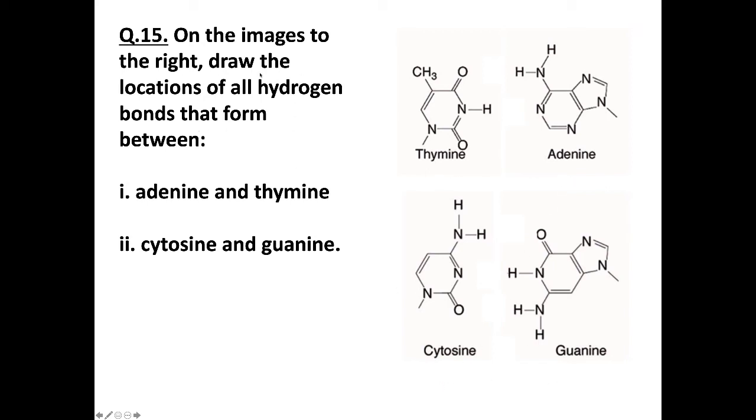And the reason has to do with the locations of the hydrogen bonds between these pairs. And so on the image here, I have thymine and adenine arranged in the right orientation for being able to actually hydrogen bond, and same with cytosine and guanine. And so please pause the video and see if you can draw in the locations of all hydrogen bonds between thymine and adenine, and then cytosine and guanine. And it'd be really good if you try to do that, pause the video, and then we'll go over it.